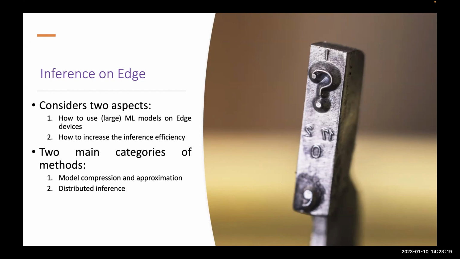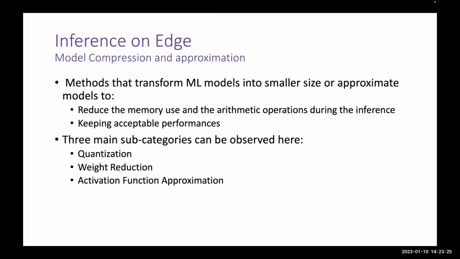For this, you have 2 main categories of methods. You have the model compression and approximation, and then you have the distributed inference. Again, the paper details everything, so I will be trying to give some ideas on this part. For this family of methods, what we are trying to do is to reduce the size of the model, to adapt it to the constraints that we have on the edge side.